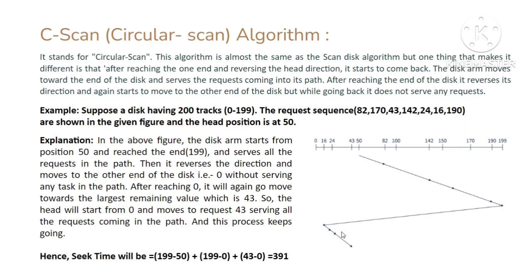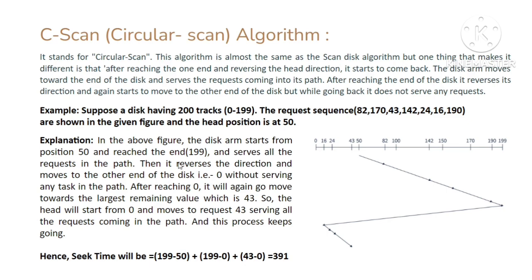When I reach chapter number 1, I will again move in the upper direction and read the chapters which are remaining. In this way this algorithm is working. Explanation: in the above diagram, this arm starts from position number 50 and reaches the end, 198, 199, and serves all the requests in this path. Between 50 and 198, it will serve all the requests.